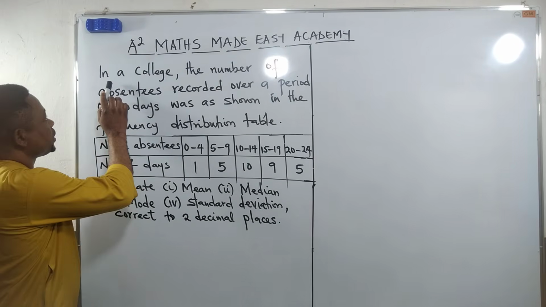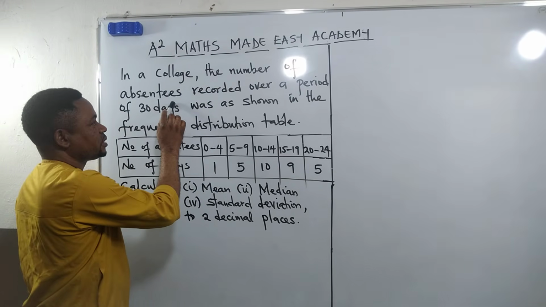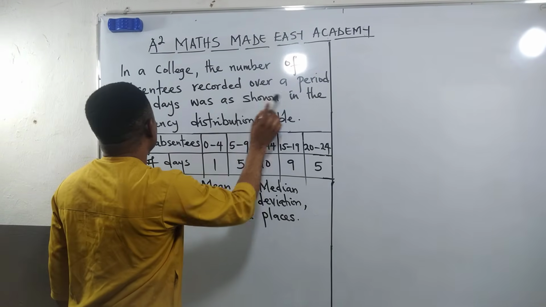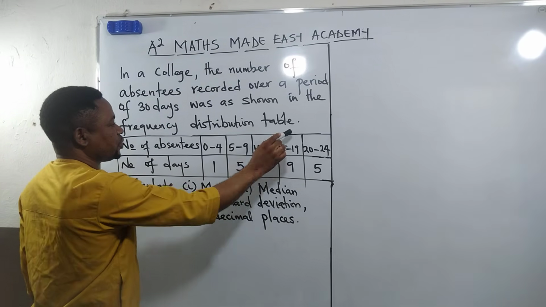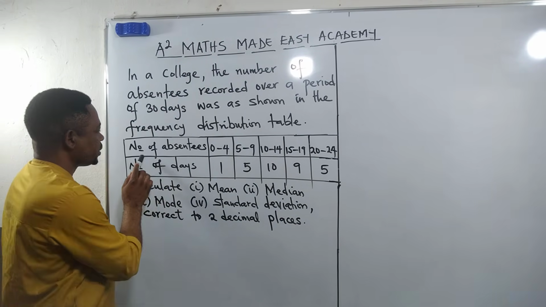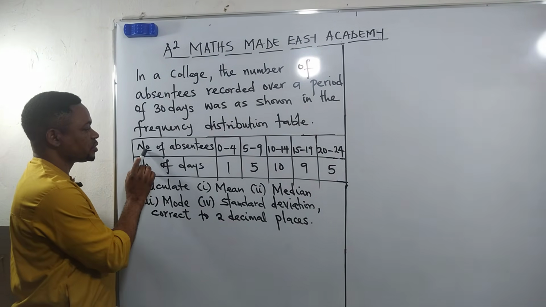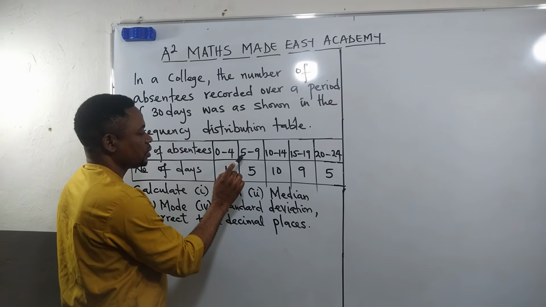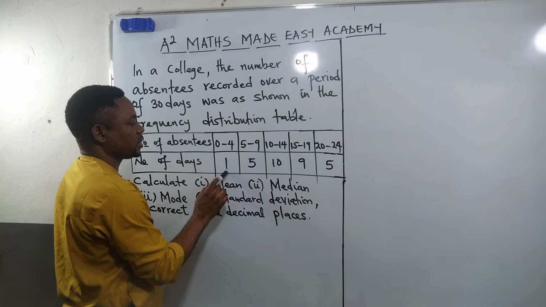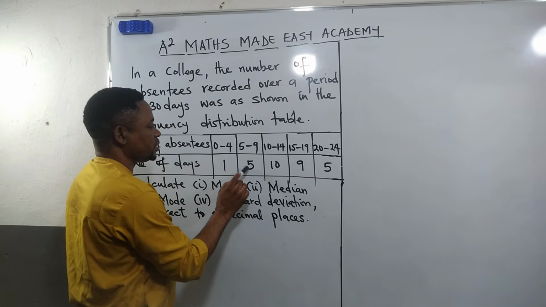The question says, in a college, the number of absentees recorded over a period of 30 days was shown in the frequency distribution table. Now this is the frequency distribution table. The first one is the number of absentees, which ranges from 0 to 4, and the number of days is 1. The second one ranges from 5 to 9, and the number of days is 5.